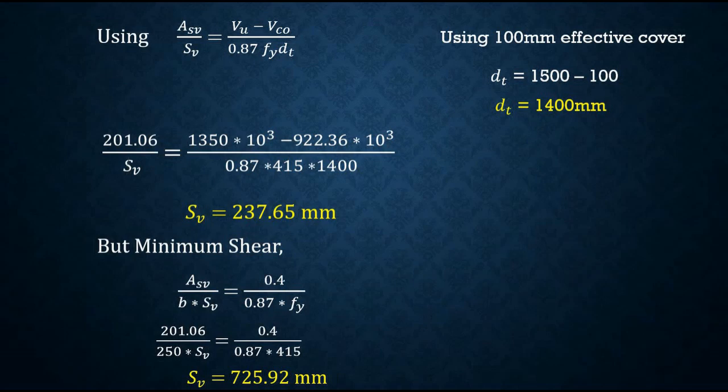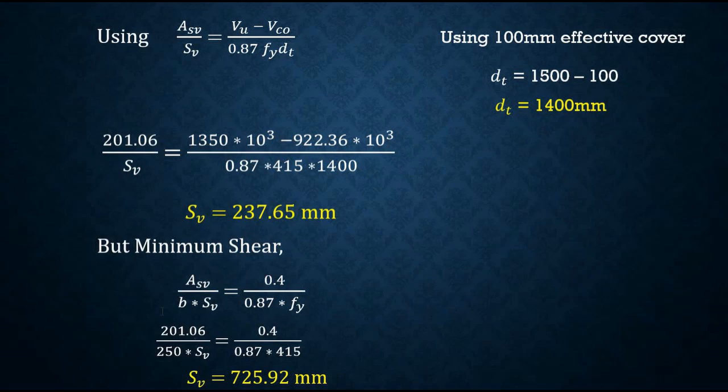So other than SV, we know all other terms. 201.06 by SV is equal to 1350 into 10 power 3 minus 922.36 into 10 power 3 whole divided by 0.87 into 415 into 1400. So if we substitute, we will get SV as 237.65 mm. That is nothing but a spacing, and here I have just converted from kilonewton to Newton, so it is into 10 power 3.